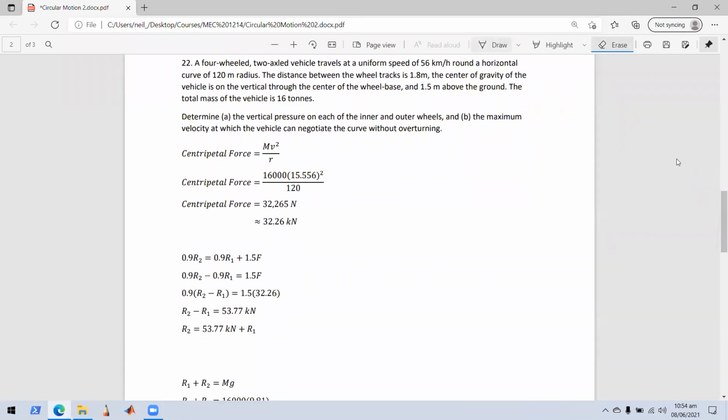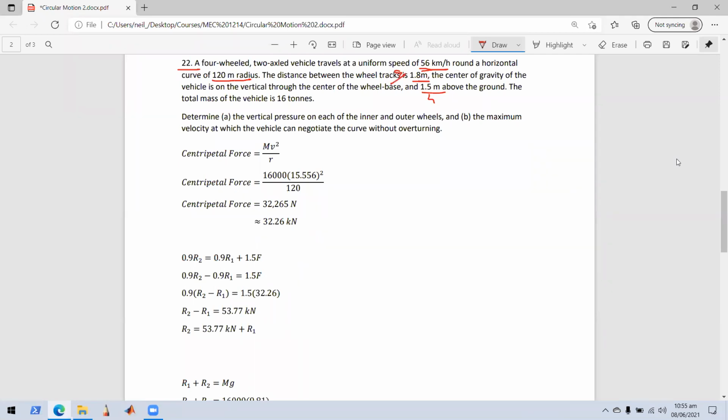So number 22. A four-wheeled, two-axled vehicle travels at a uniform speed of 56 kilometers per hour around the horizontal curve of 120 meters in radius. The distance between the wheel tracks is 1.8 meters. The center of gravity of the vehicle is on the vertical through the center of the wheelbase and 1.5 meters above the ground. So H here is 1.5 and A here is 1.8.